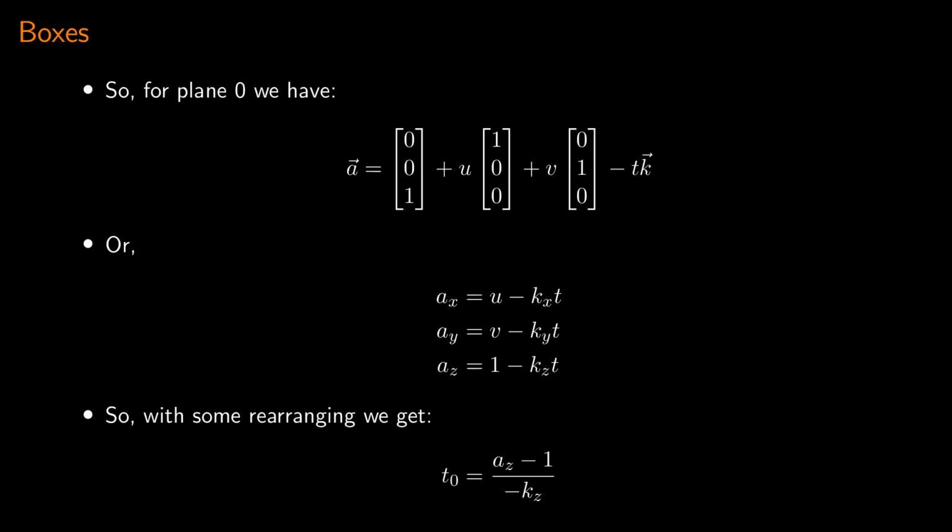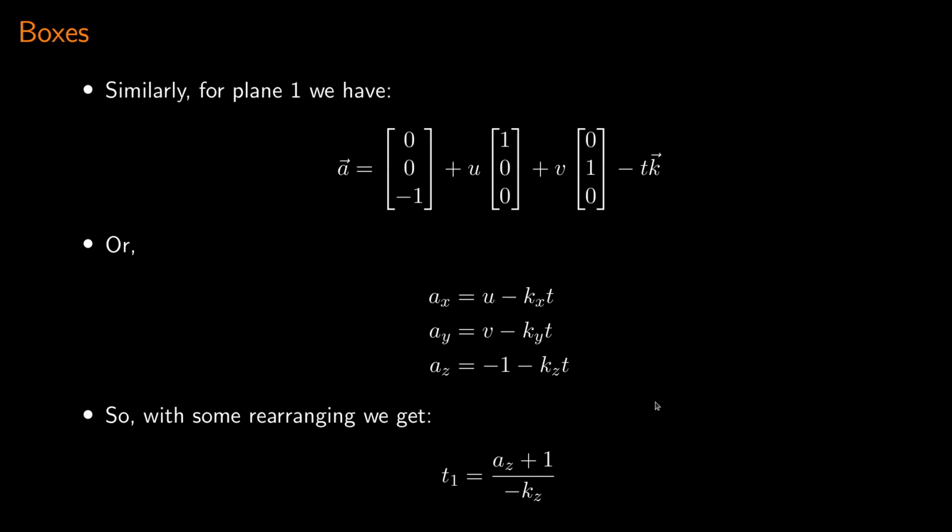Okay. So, as I've just said, for plane 0, we would have that A is equal to 0, 0, 1 plus U times 1, 0, 0 plus V times 0, 1, 0 minus TK, or that AX, the X component of A, is equal to U minus KXT, AY is equal to V minus KYT, and now AZ is 1 minus KZT. So we can rearrange that to give that T for plane 0, which I've called T0, is equal to AZ minus 1 over minus KZ. Pretty straightforward.